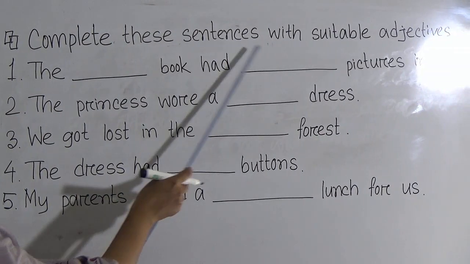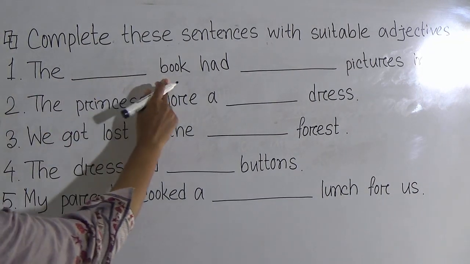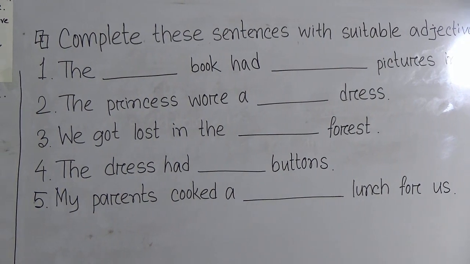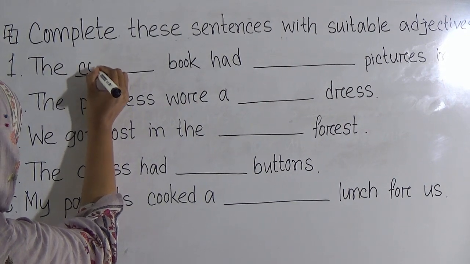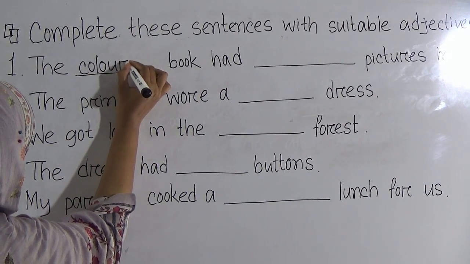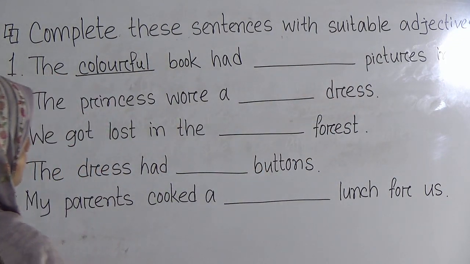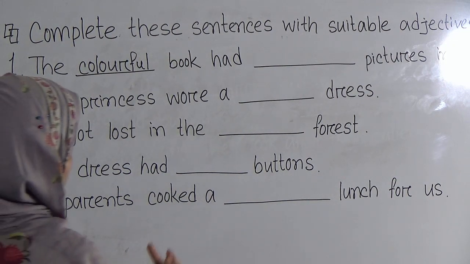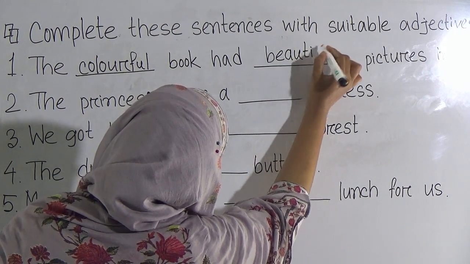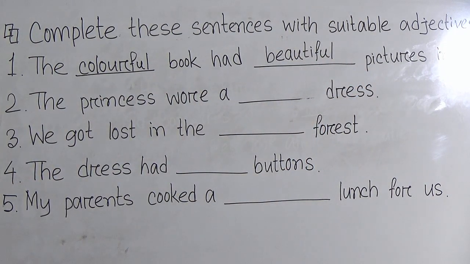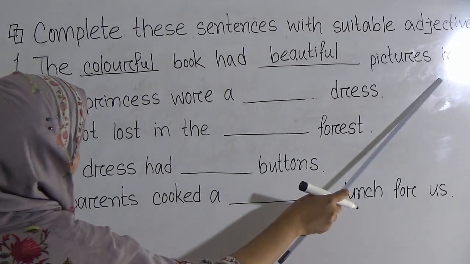Complete these sentences with suitable adjectives. Number 1, the dash book had dash pictures in it. We can use colorful, the colorful book. The colorful book had dash pictures. We have to use an adjective and we can use beautiful pictures. The sentence will be: the colorful book had beautiful pictures in it.